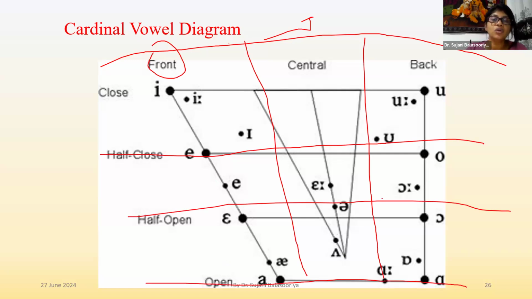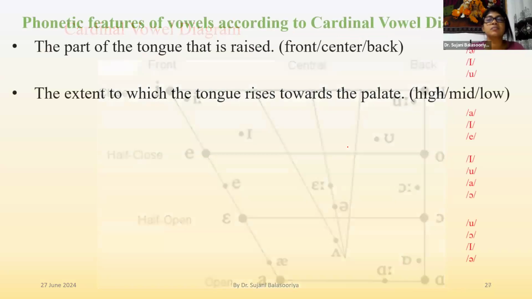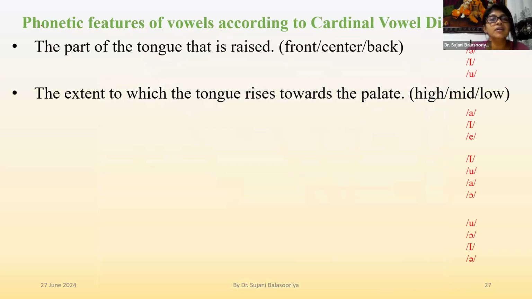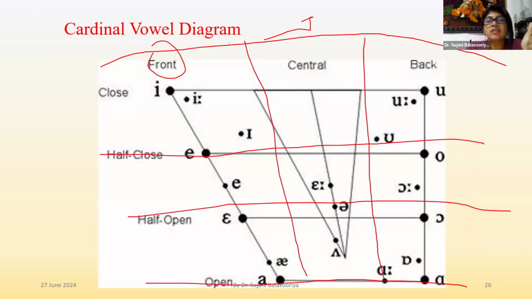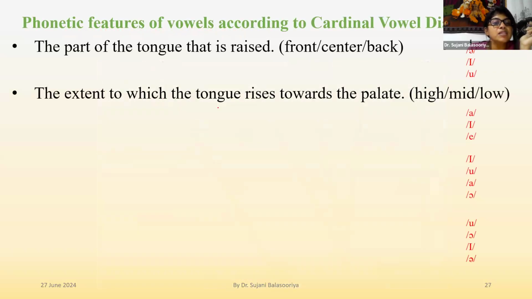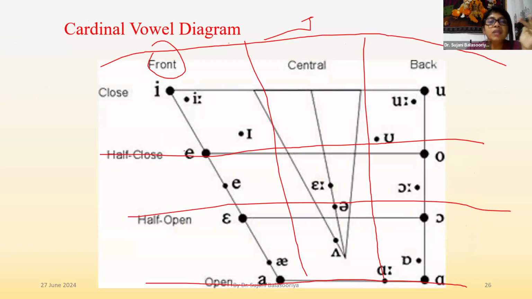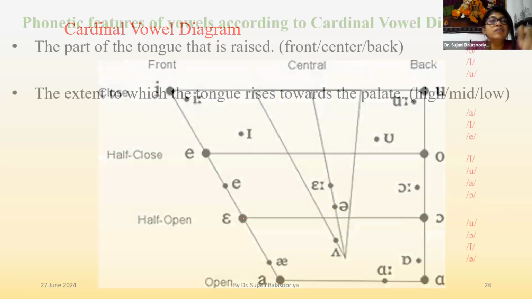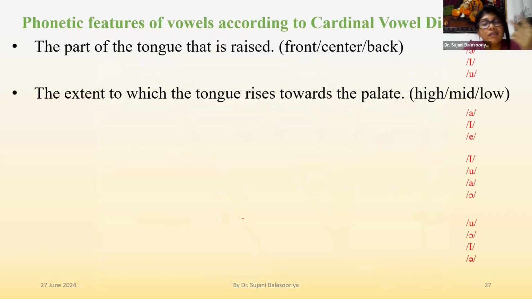I'll go to the next part. We have some phonetic features of vowels, like we had in consonants. Can you remember? We had 4 phonetic features of the consonant sounds. Just like that, in relation to vowel sounds also, we have 4 phonetic features. The part of the tongue that is raised, that is what here we mean by front, central, or back. Then the extent to which the tongue rises toward the palate, that is what we identified here as high level, mid level, or low level. These are the first 2 criteria, and we have another 2.